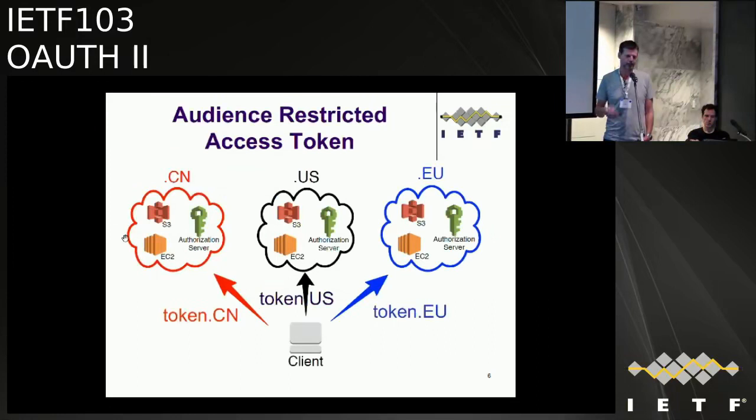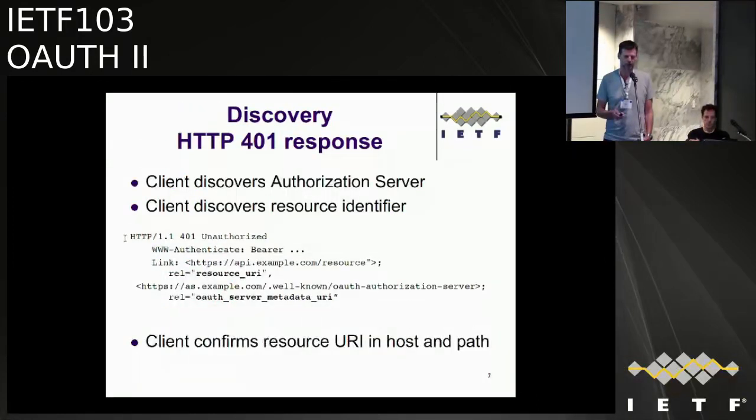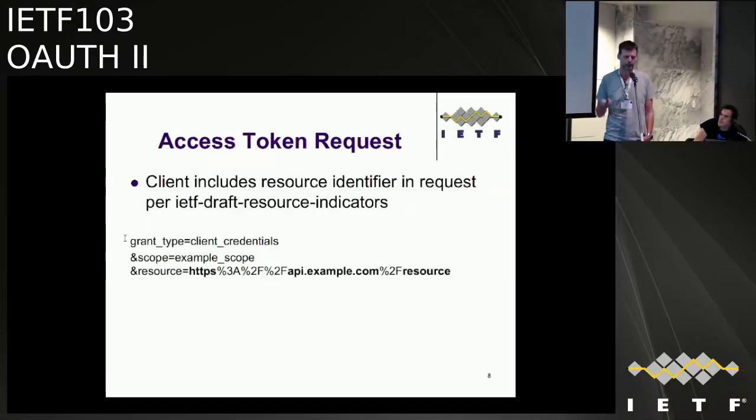So discovery: you hit the resource, it says you're unauthorized, and returns back. Currently we've got link rel information that says essentially where the authorization server is. And then in the draft, I'm calling it the resource URI, but that's kind of weird because URI is universal resource indicator. So it's a resource universal indicator. So I just called it resource identifier. Open to naming that. And then the client confirms that the resource parameter it got back matches the essentially path and host that it got. And then when it goes to ask for an access token, it includes the resource identifier per the resource indicator working group document that Brian talked about earlier.